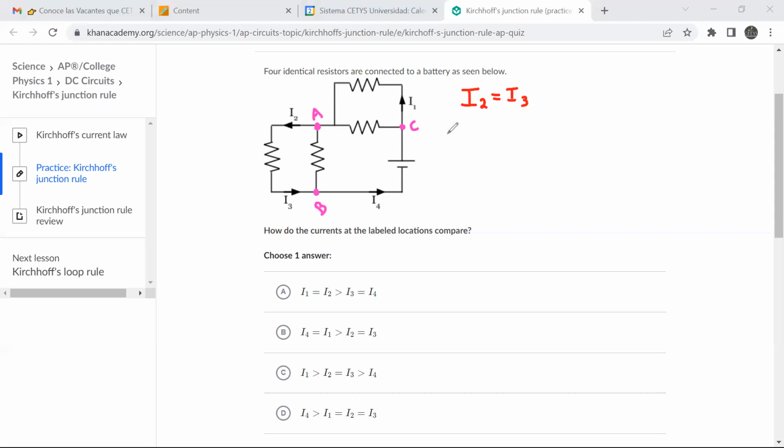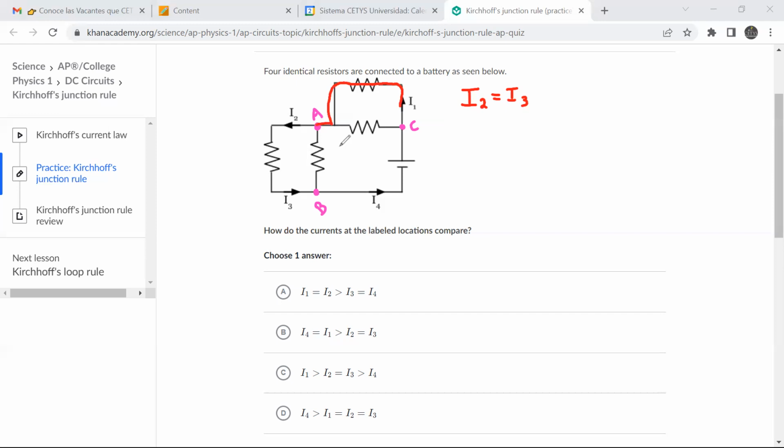Now let's analyze the nodes and see what we can find here. If D was A, so I1 is going into A. Exactly, that's why it's kind of confusing. Let me answer one question before I go to the next one. Let's imagine that I1 is like this, like you said, Andrea. It's going into this point, but it's the same point, so it's going into A.